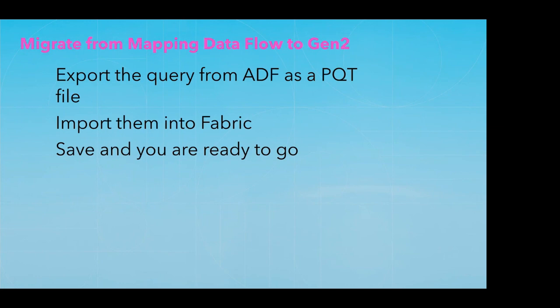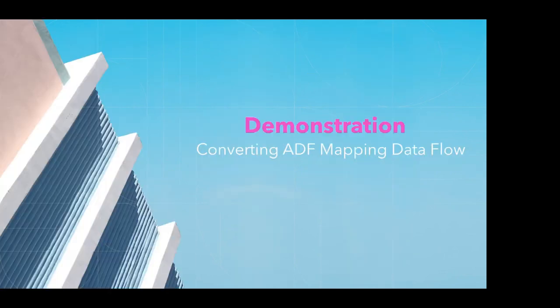If you want to map from a data flow to a Gen 2 data flow, you can export any kind of queries from ADF as a PQT file, import them into Fabric, and save, and you're ready to go. So you can move things that way. So just showing you how you can convert ADF mappings to data flows.